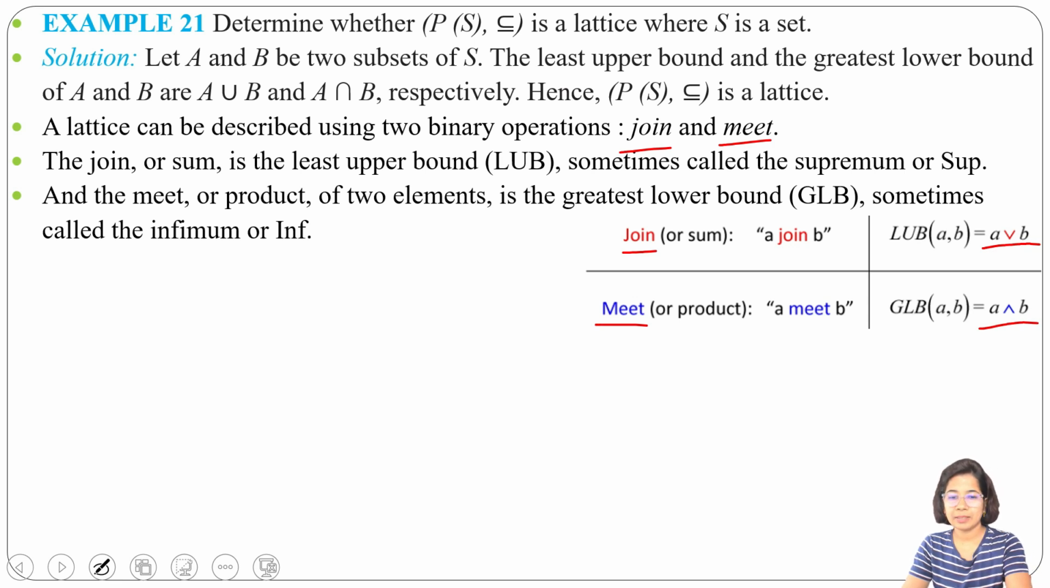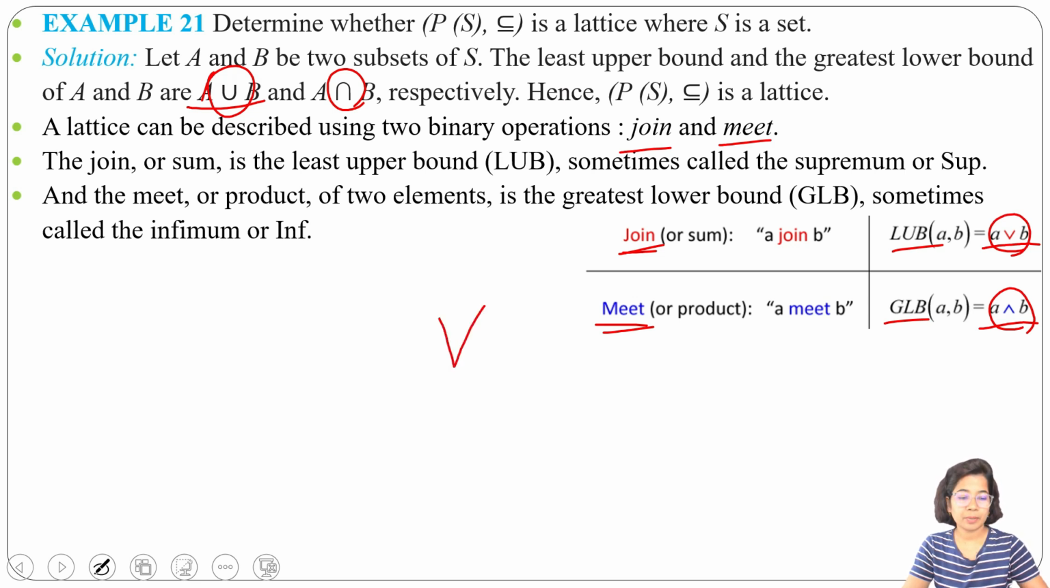Just like this, here least upper bound is or and the greatest lower bound is and. Here meet or GLB is and, join or LUB is the or symbol. So the or symbol is for join or least upper bound and the and symbol is for meet or the greatest lower bound.